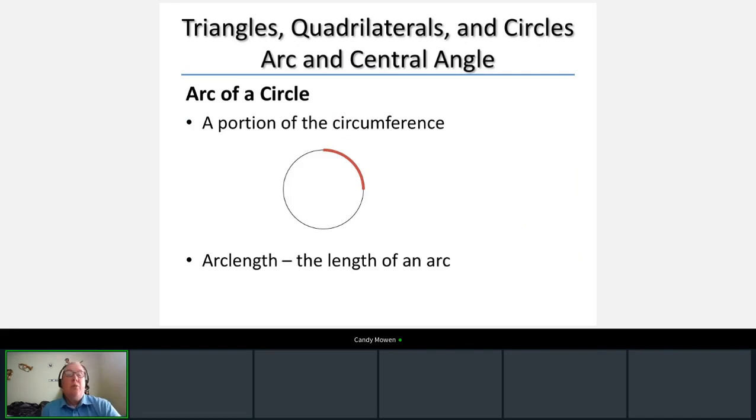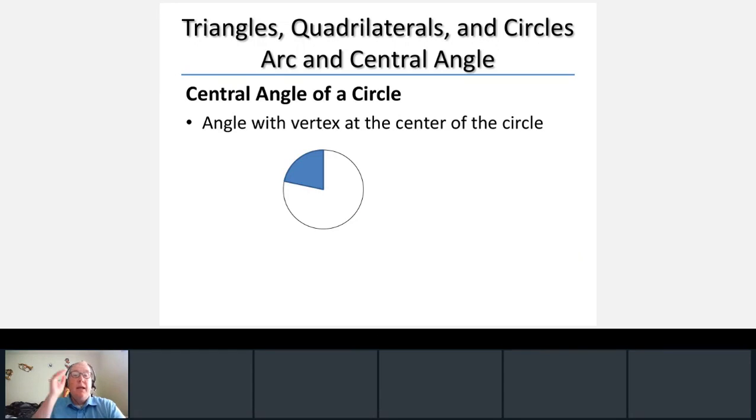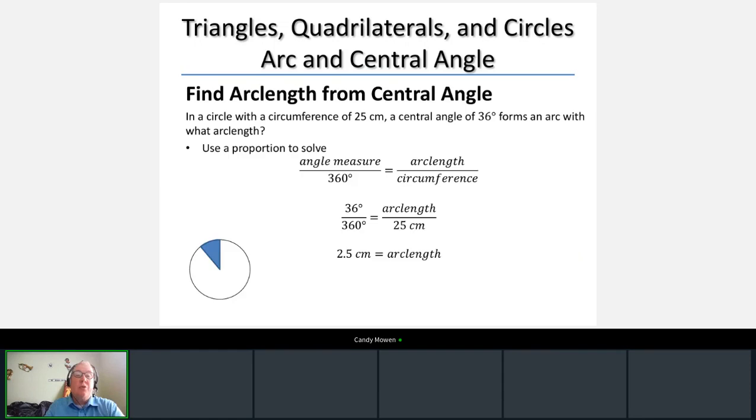Arc of a circle, a portion of the circumference. Arc length, the length of the arc, right here. Central angle of a circle, angle with the vertex at the center of the circle as illustrated. In a circle with a circumference of 25 centimeters, a central angle of 36 degrees forms an arc with what arc length? Use a proportion.